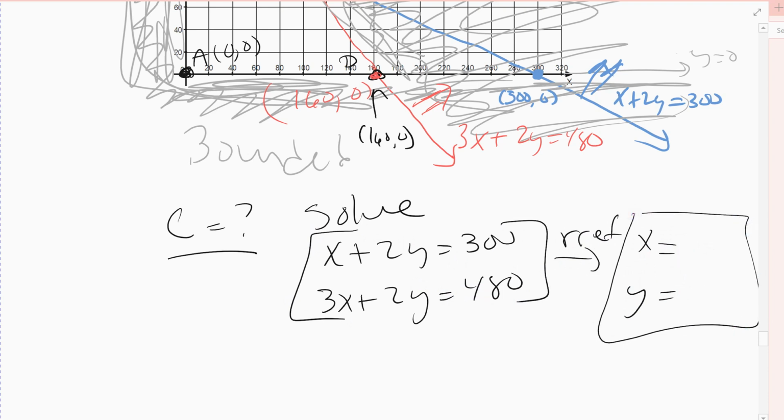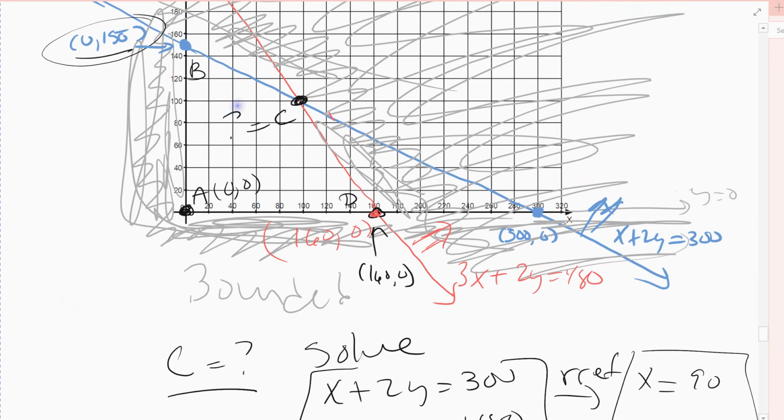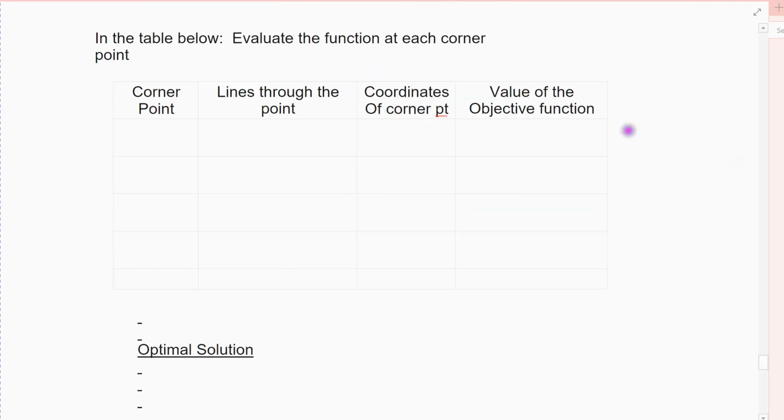Alright, when I plug them in, I get 90 for x, 105 for y. So 90, 105. So the point C is at 90, 105. I wasn't horribly far away on my sketch there. Alright, so go to my table. I'm just going to go ahead and fill my table in.